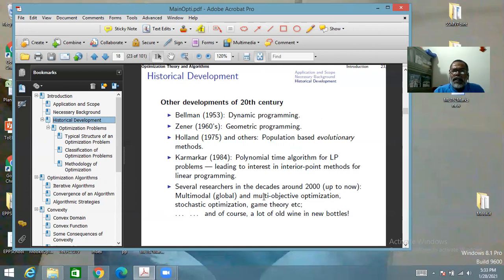And then several researchers in the decades around 2000, on both sides of the turn of the century, concentrated a lot on difficult problems which could not be tackled with the computational power of earlier times, like multimodal problems, multi-objective problems, stochastic optimization, game theory, etc. And of course, along with that, a lot of old wine in new bottle is getting served, because right now, which development of this time, which is the current time, is going to stay is not clear.